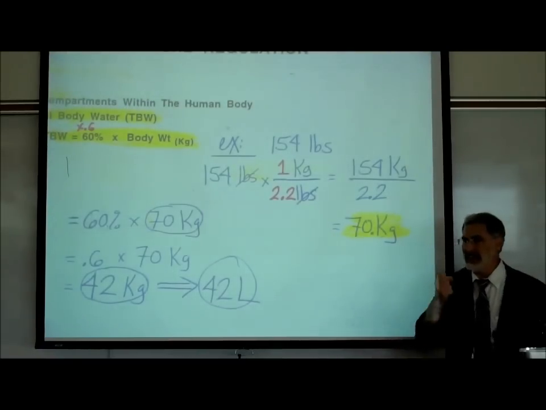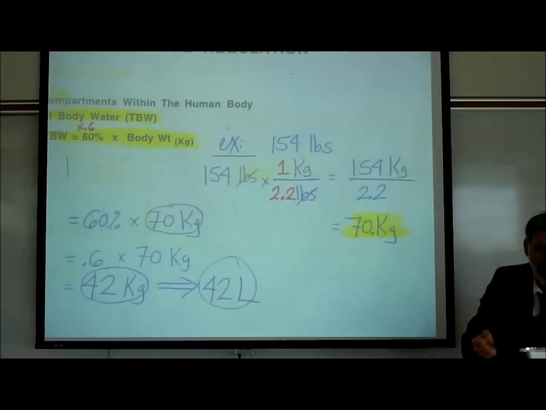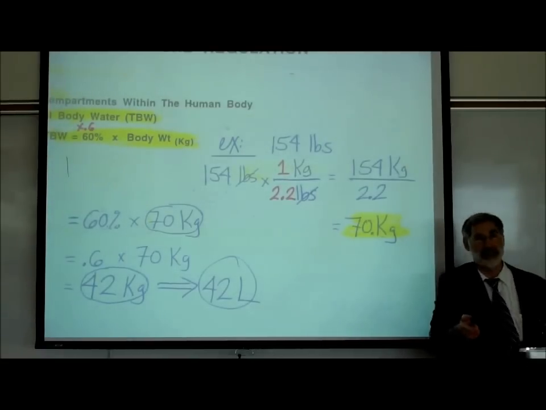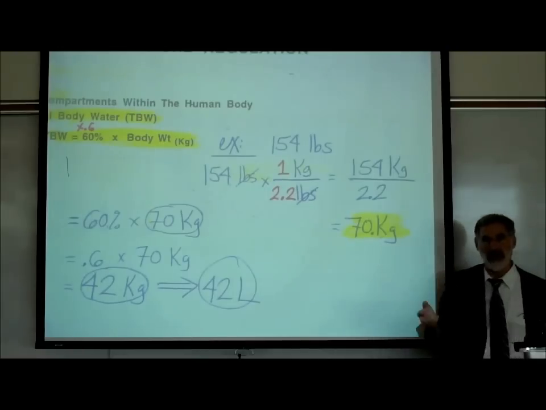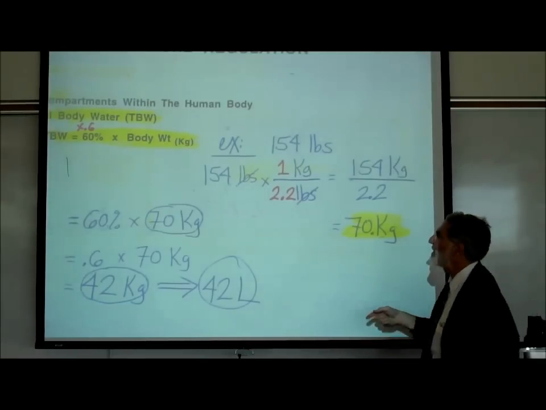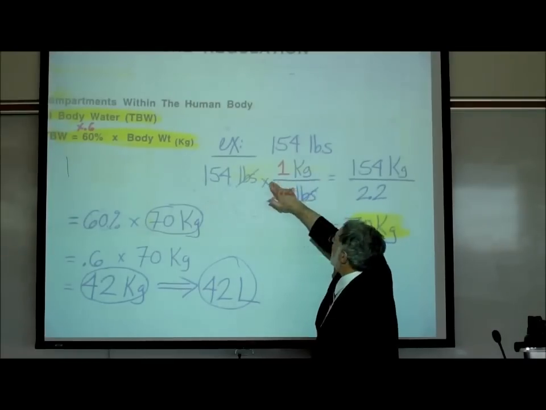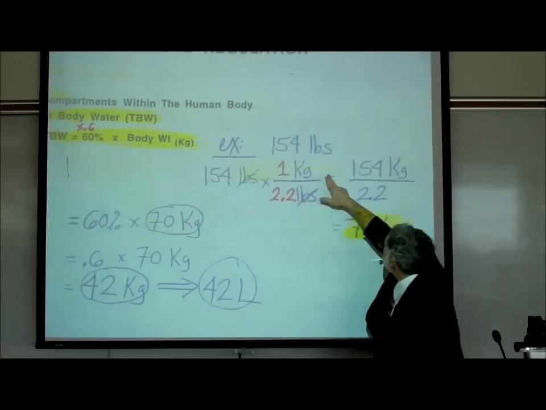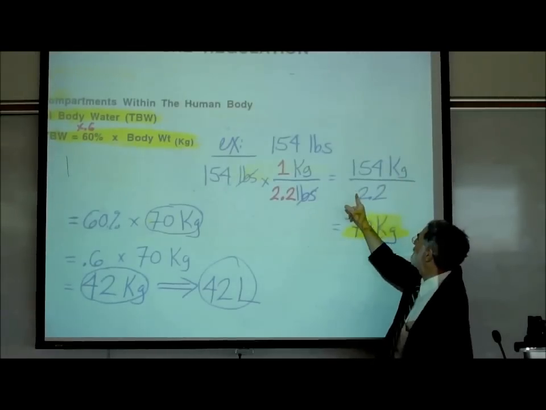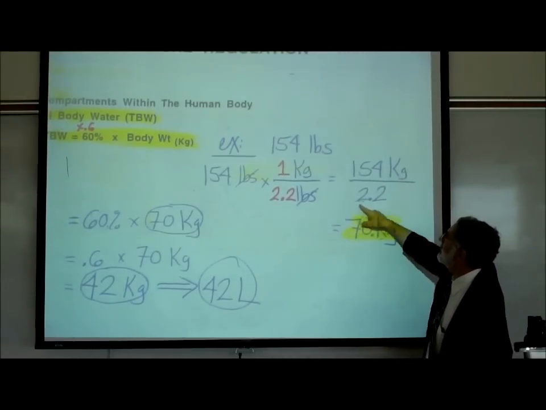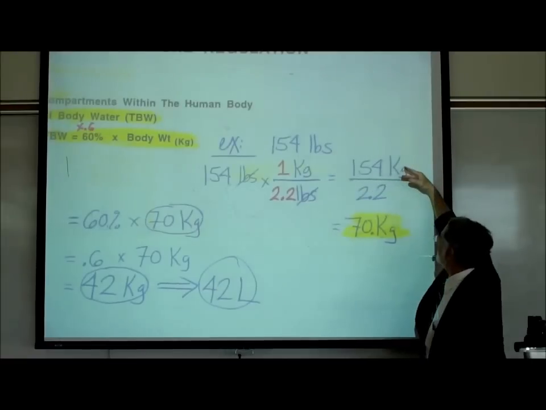So on a test, expect a question. And incidentally, there are study guide questions like this. Expect a question on the test where you have to convert from pounds to kilograms. So now let's multiply this out. 154 times 1 is 154, divided by 2.2. The pound units cancel out, and it's kilograms.